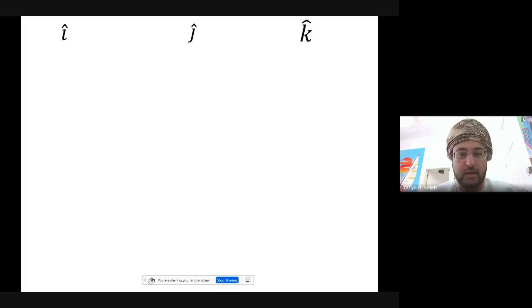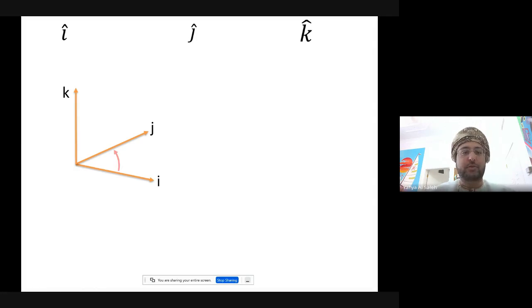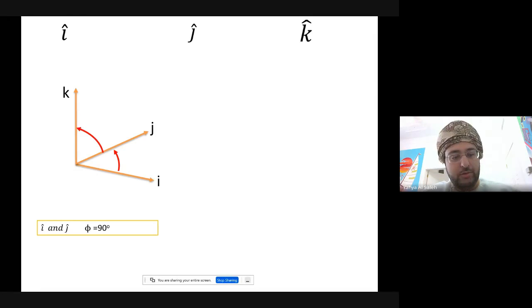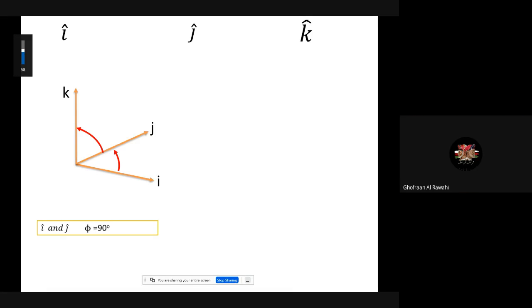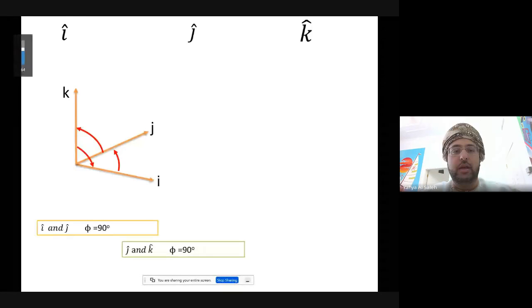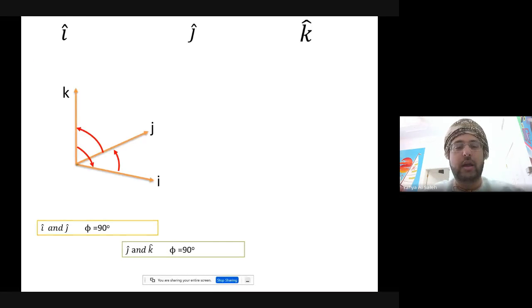Now, I have a couple of stupid questions, but bear with me. What is the angle between i and j? 90 degrees. Okay, good. What about j and k? 90. Okay. And k and i, or i and k? Also 90 degrees. So we're happy that they're 90 degrees, even though in the photo they appear less than 90 because of 3D to 2D effects.